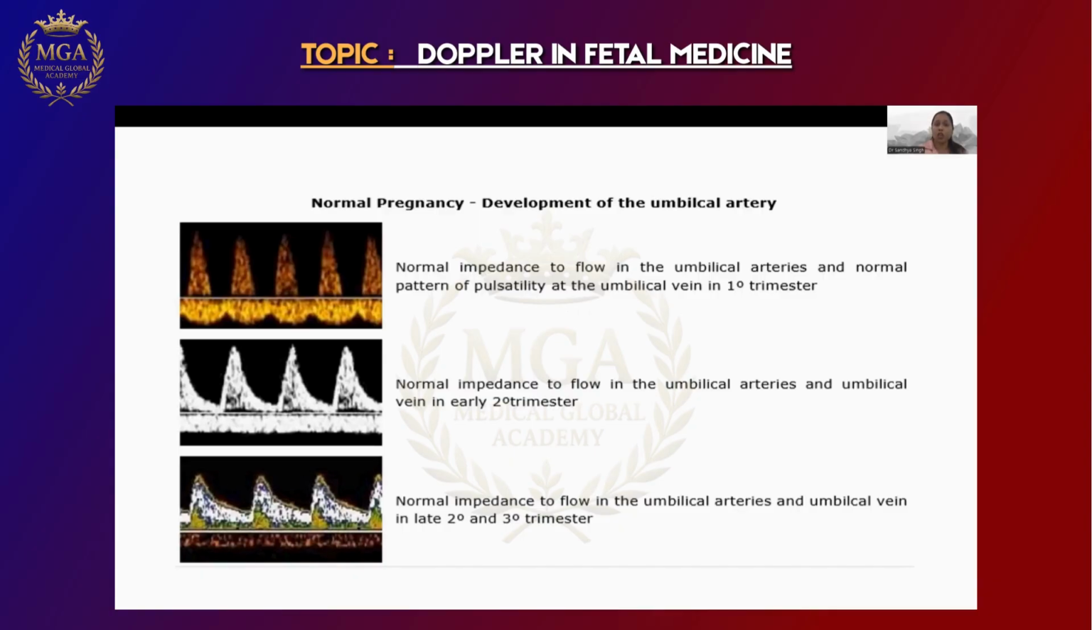Okay. So now let's understand this. I have shown you in first trimester. If you see here, what do you see? There's umbilical artery flow in systole, but no flow in diastole. This can be normal in first trimester.